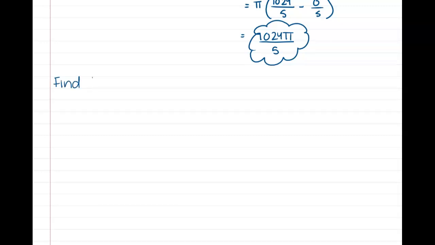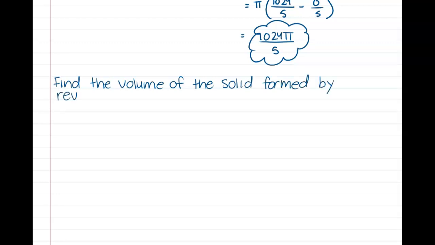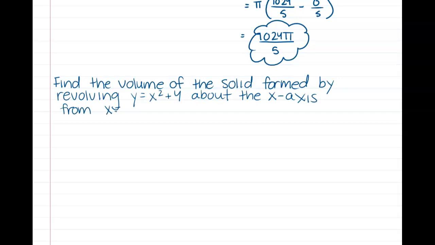Let's find the volume of the solid formed by revolving y equals x squared plus 4 about the x-axis from x equals -1 to x equals 2.